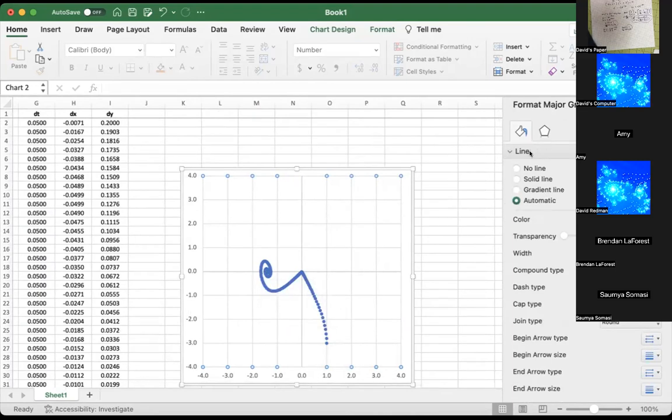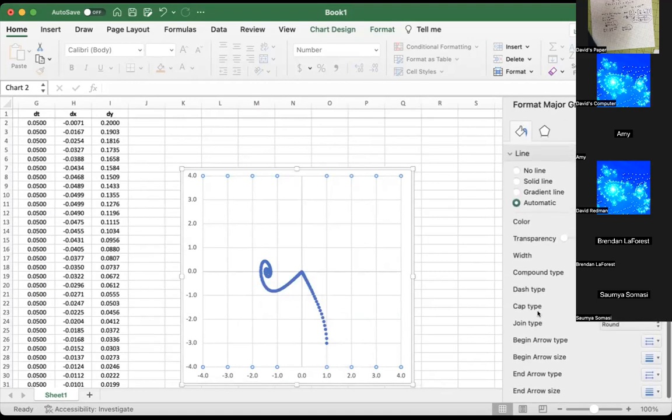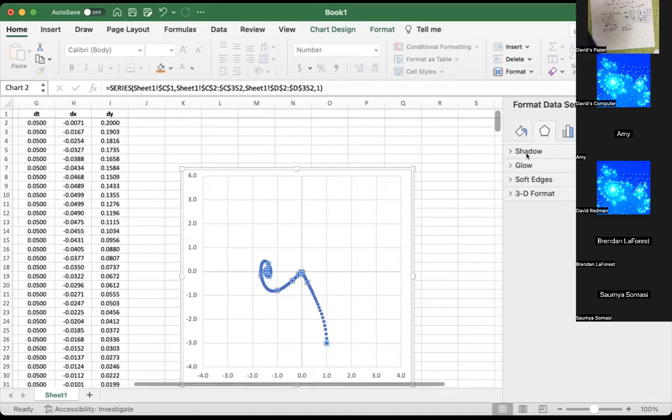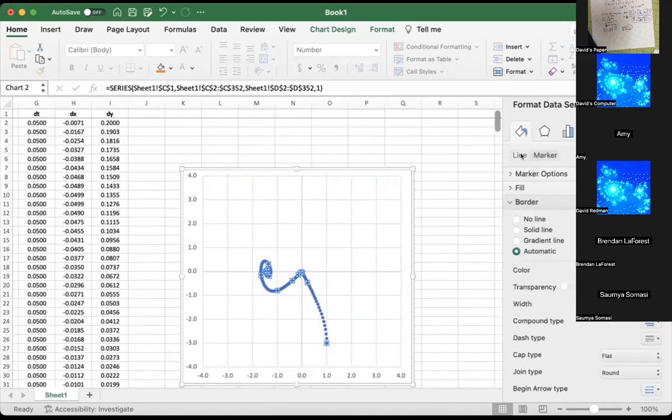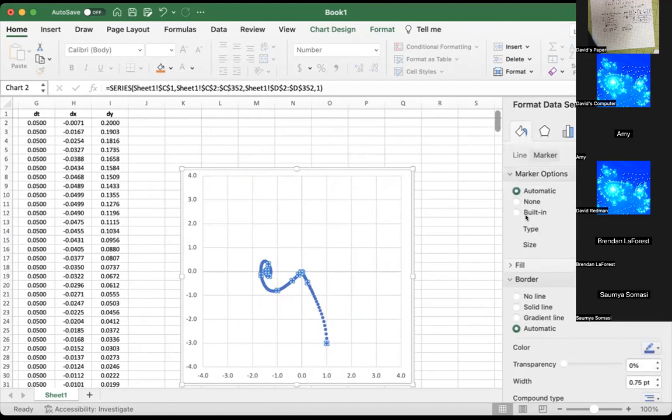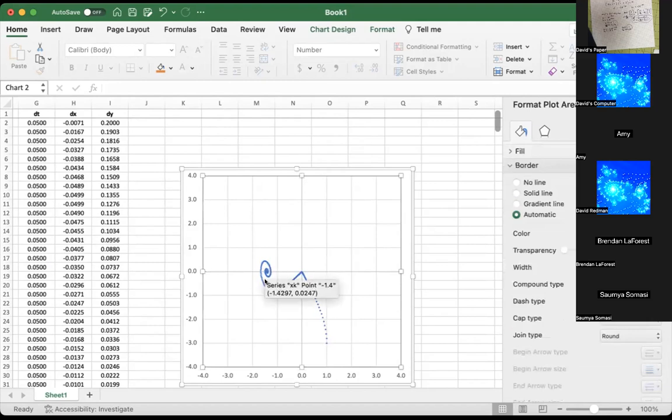I would like those markers to be smaller. But I don't want to break these again. Fill, border, smooth, connect, fill. I guess I could make them size smaller. Built in. Two. Okay. Yeah, now I'm just playing. But do you see how I get this curl around what could be maybe square root of two? This is a good picture.